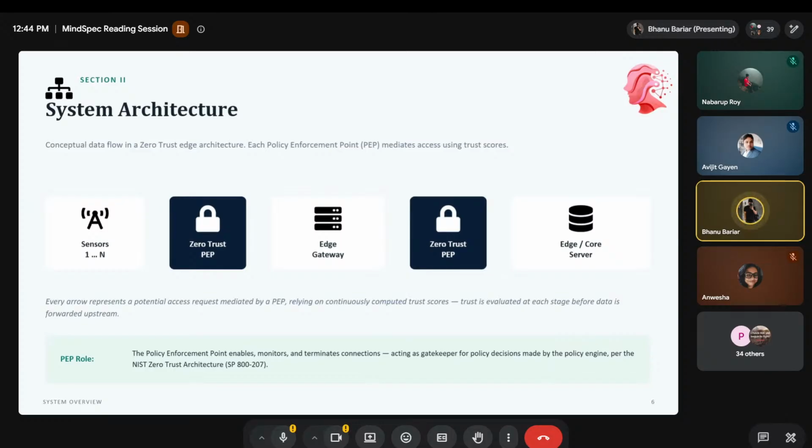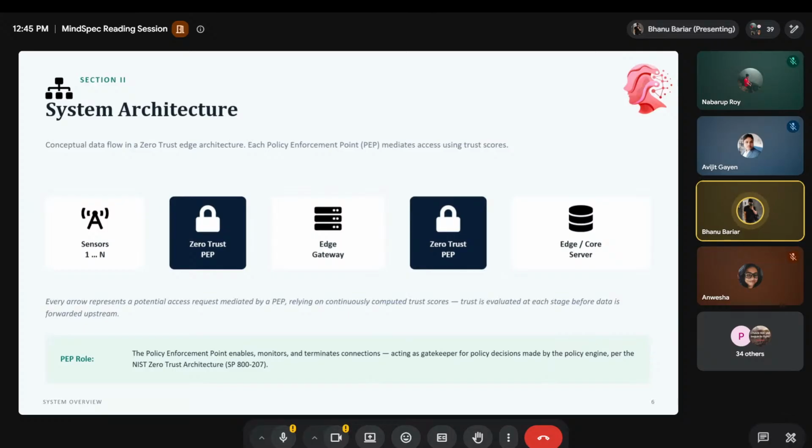If the trust score meets the required security policy, communication proceeds. Otherwise, the system may deny the access, request additional authentication, or isolate the device. After verification, the data reaches the edge gateway, where information from multiple devices is aggregated and processed before being forwarded to the edge server, or maybe the core server also.